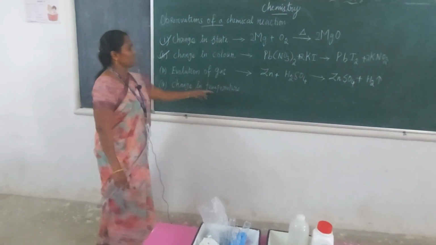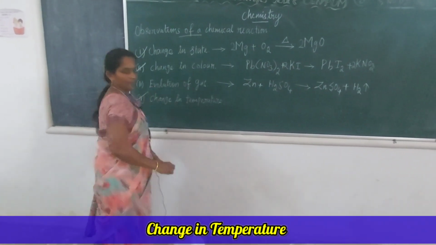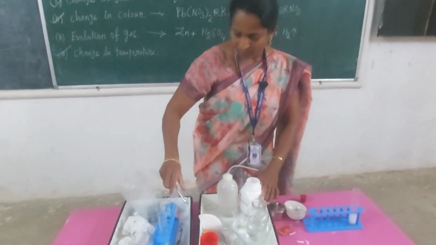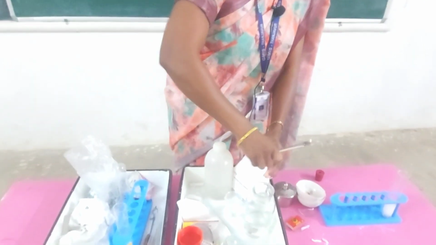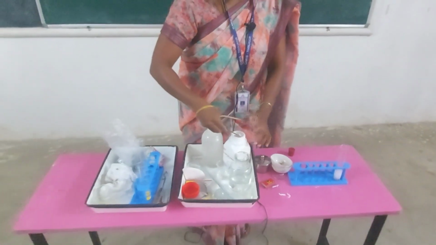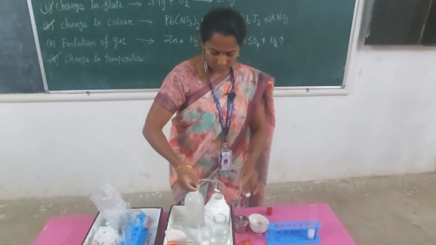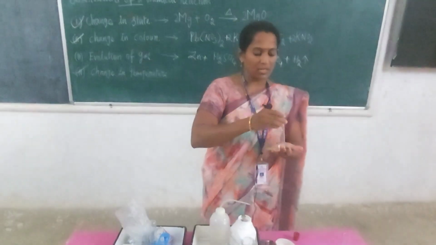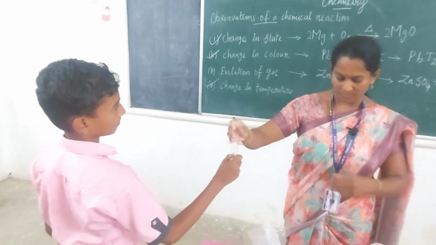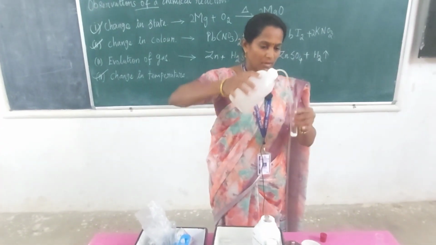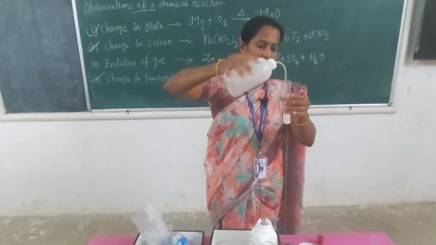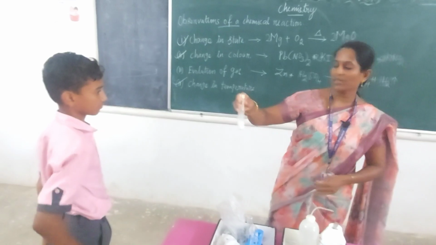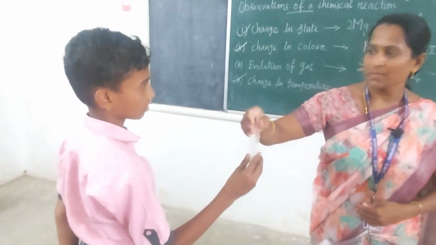Next one is change in temperature. Take a small amount of calcium oxide in a dry test tube. Pratik, come here. Touch the outer side of the test tube. Can you feel any heat? Now I am adding water into calcium oxide. Now touch the outer side of the test tube. Can you feel anything? Good, good.